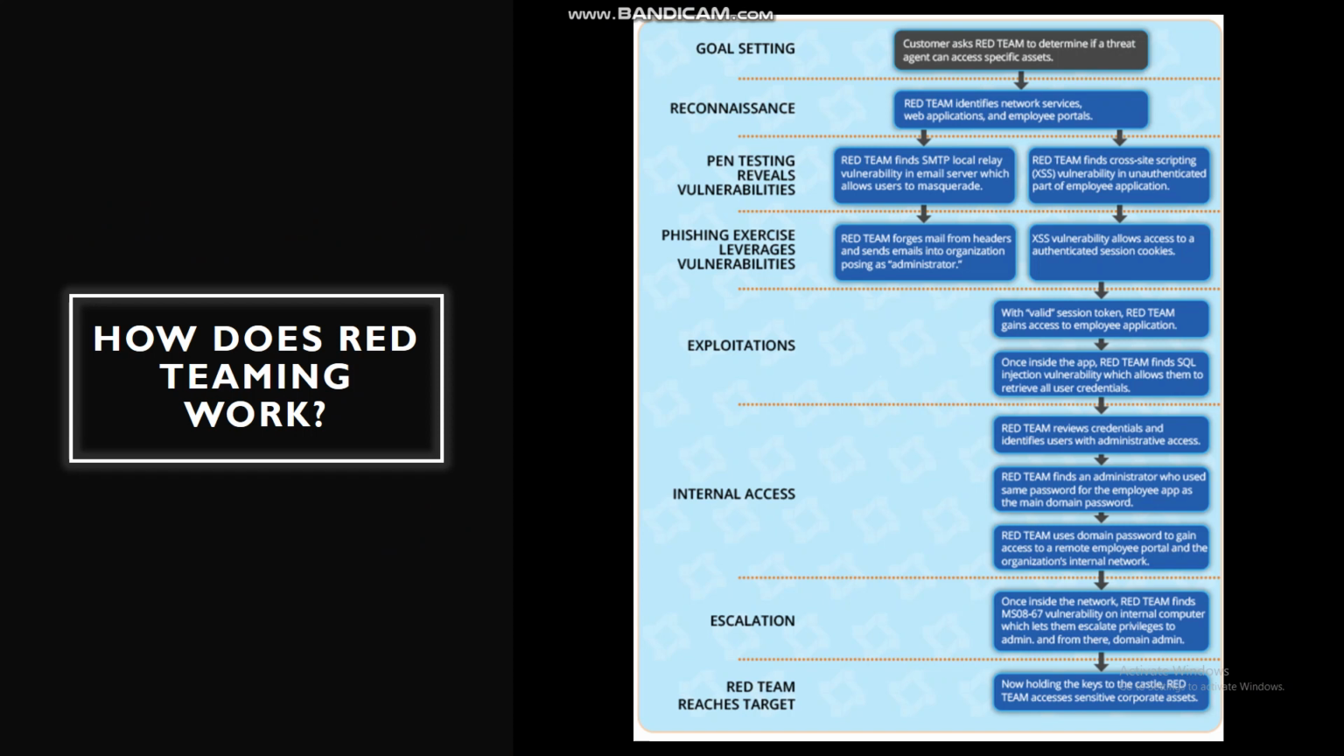First of all, the red team starts with goal setting. Second is reconnaissance. Third is pen testing to reveal vulnerabilities. Fourth is phishing exercise, leveraging vulnerabilities. Fifth is exploitation. Sixth is internal access. Seventh is escalation. And eighth is red team reaches target.